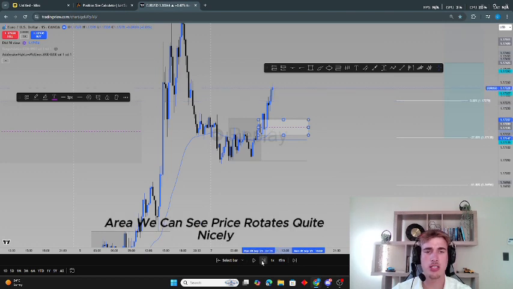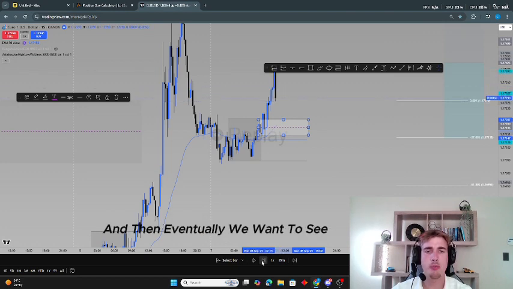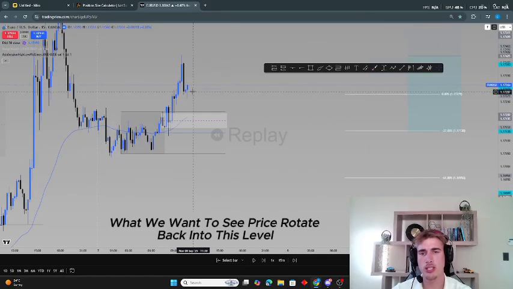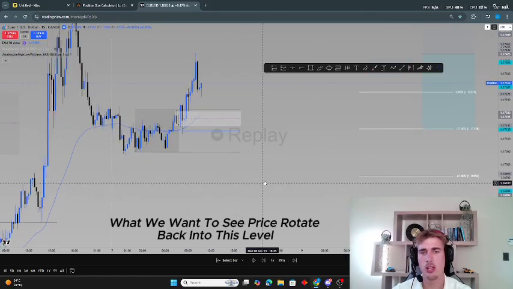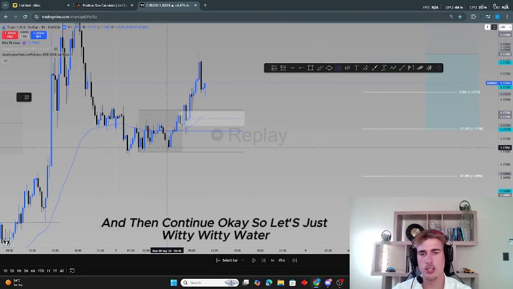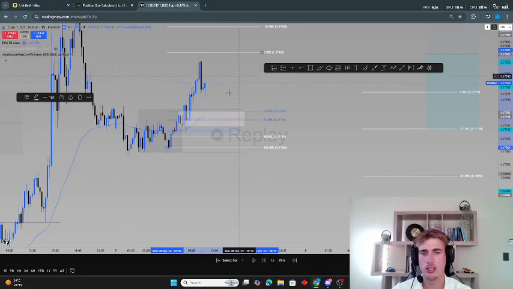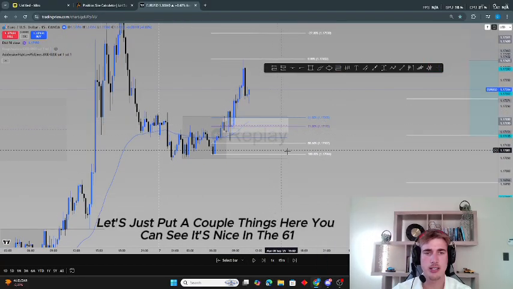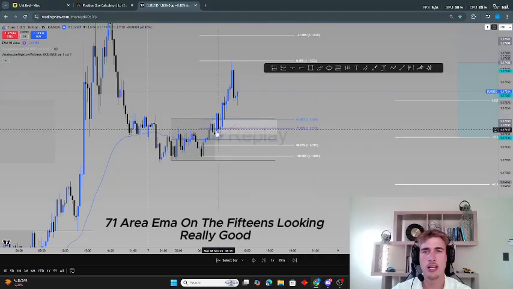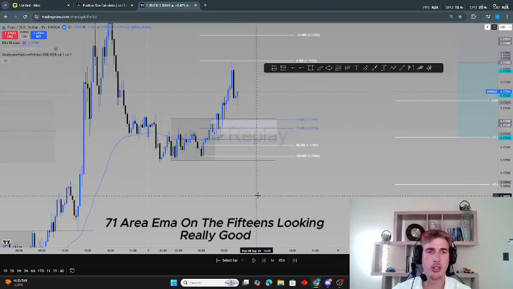We can see price rotates quite nicely. And then eventually we want to see what? We want to see price rotate back into this level and then continue. Okay, so let's just put a couple things here. You can see it's nice in the 61.71 area. EMA on the 15 is looking really good.